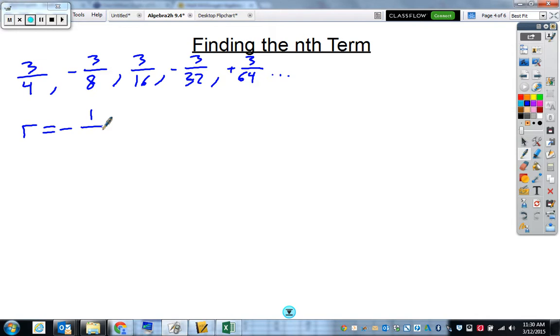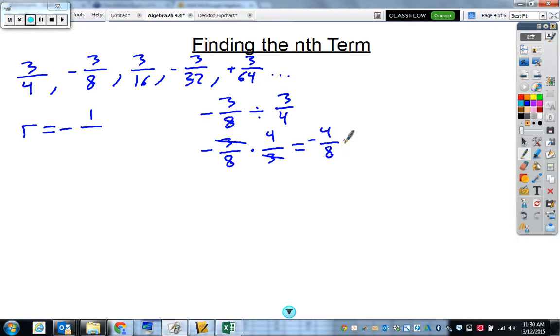There are a couple ways I can go about finding out exactly what r is. I can say negative 3/8 divided by the term before it, which is 3/4. When I divide by fractions, I flip and multiply, so negative 3/8 times 4/3. The 3's cancel out, and I'm left with negative 4/8, which equals negative 1/2. Or I can just think about the fact that the bottoms keep multiplying by 2. So r is negative 1/2.